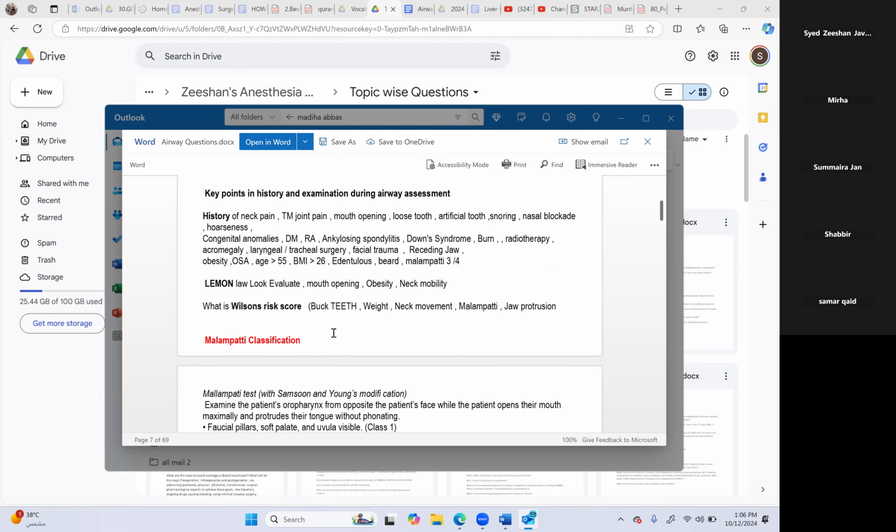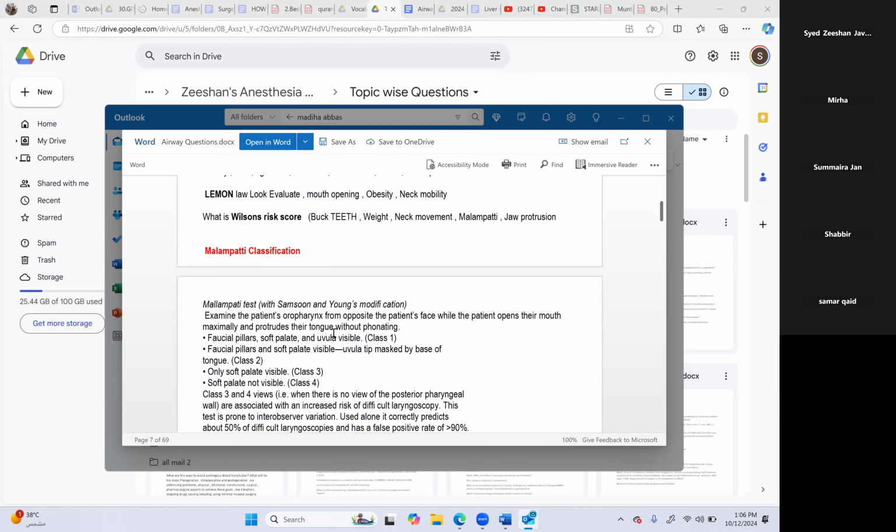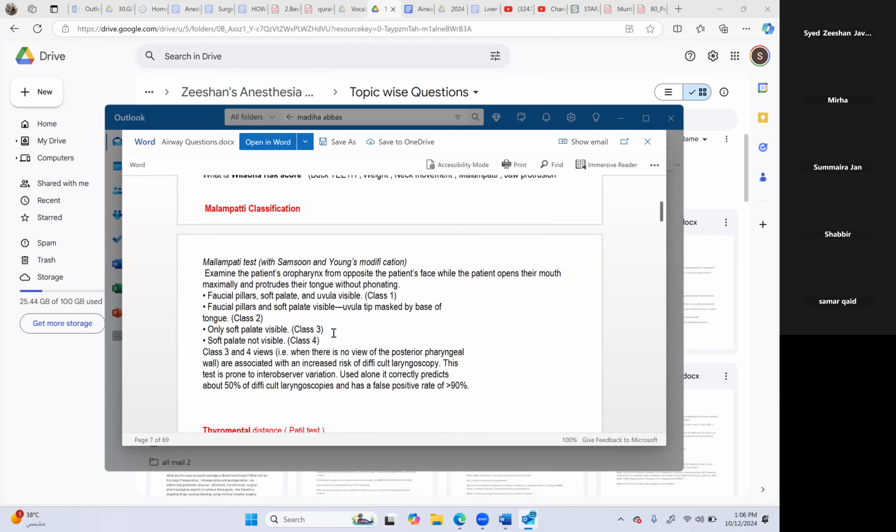This LEMON law and Wilson score. Okay, all these things you will be doing according to the situation. If it is thyroid, you will also be looking at the tracheal deviation, which you will be finding through X-ray. You will be seeing the tracheal compression to rule out tracheomalacia, postoperative tracheomalacia. That will be through lateral neck X-ray. You will be looking at the retrosternal extension of the thyroid. So this will be another extra thing.